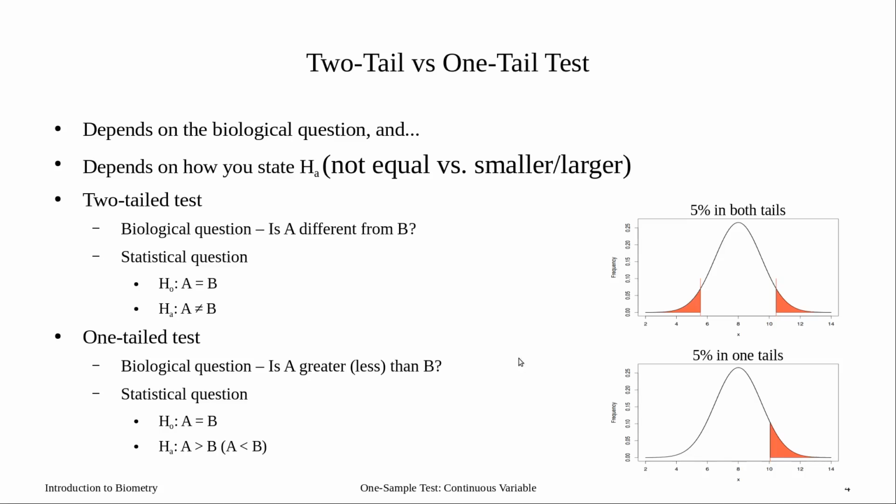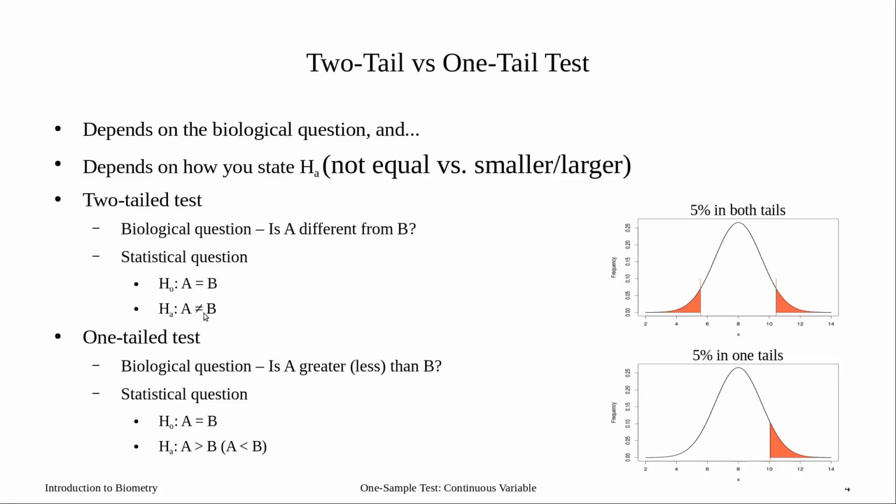It comes down to what area is our rejection region. Both types of tests still use a 5% rejection region. We still set alpha, the type 1 error rate, at 0.05. But in a two-tailed test, we split the 0.05, or the 5%, in both of our tails. So we have 2.5% of our values of our null distribution in the lower tail, 2.5% in the upper tail. Our null hypothesis would be A is equal to B. Our alternate is that A is not equal to B.